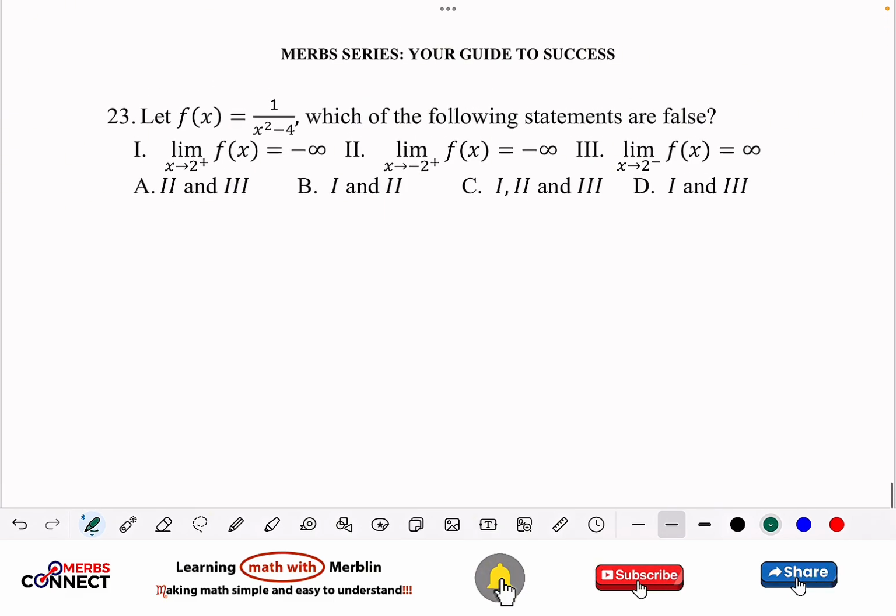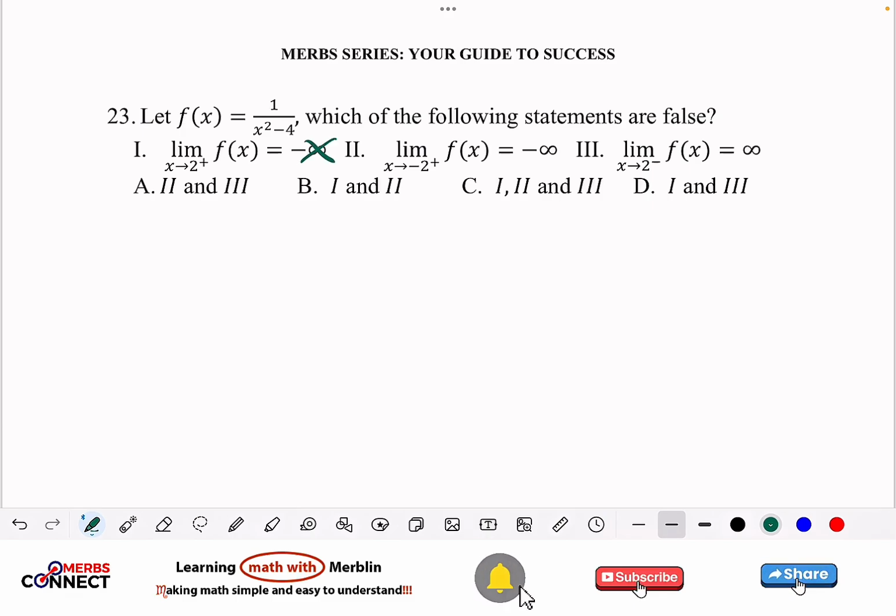Now let's look at this here. Let f of x equal to 1 divided by x squared minus 4. Which of the following statements are false? When you're approaching 2 from the positive side, we are going to get negative infinity. Is that true? Let's pick any value on the positive side of 2, which is 3. When I plug in 3 here, this is going to be 9 minus 4, so this will be positive infinity, not negative infinity. So this is not true.